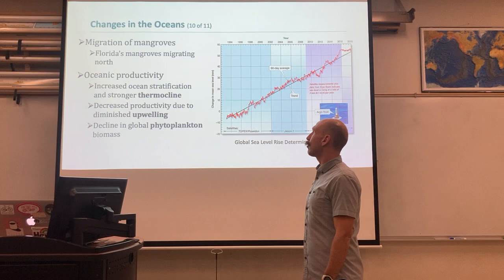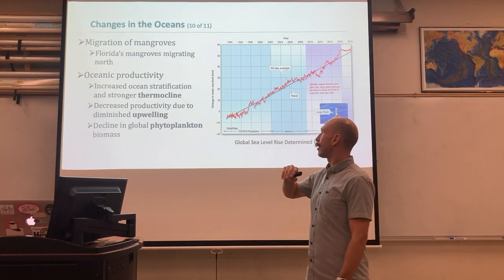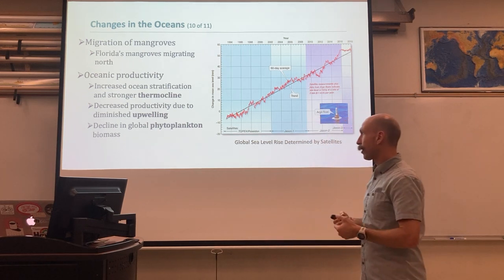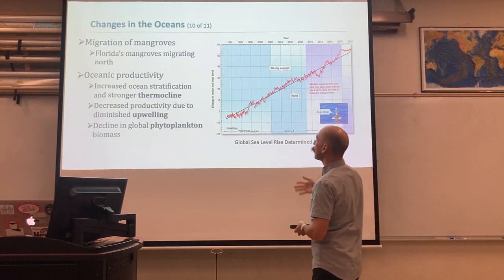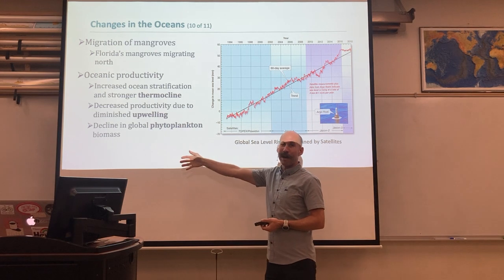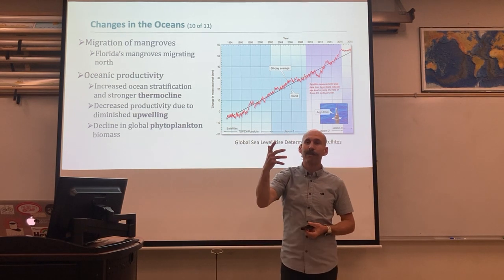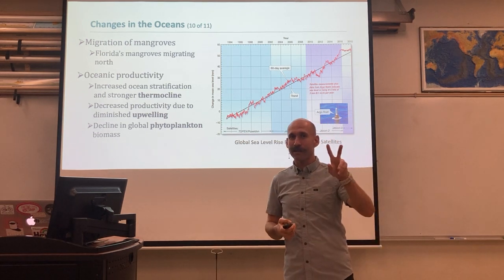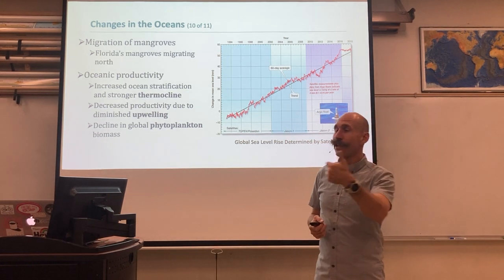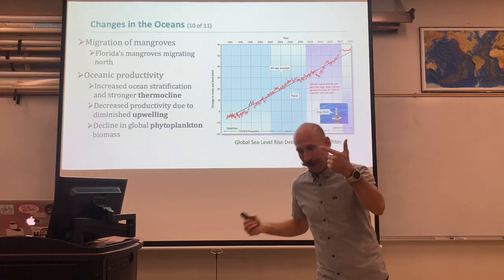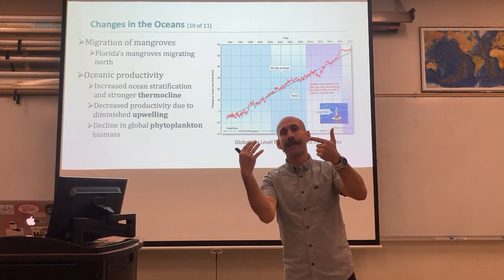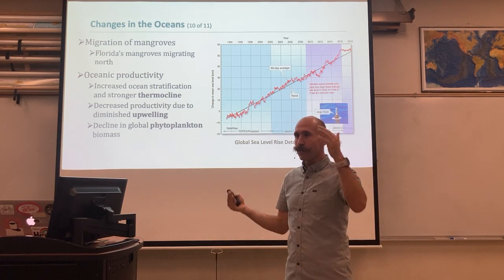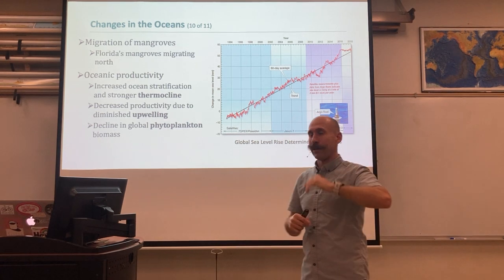Changes productivity in the ocean. Decreased productivity from less upwelling. If we remember coastal upwelling and downwelling, it's led to a decline in phytoplankton biomass because phytoplankton need two things. Primary productivity, what does it need? Two things. Sunlight for photosynthesis and nutrients. Nutrients coming from upwelling of deep water sources, or you have the absence of a thermocline.